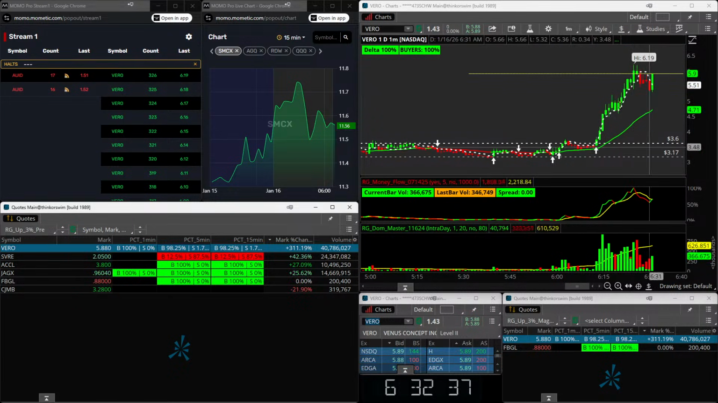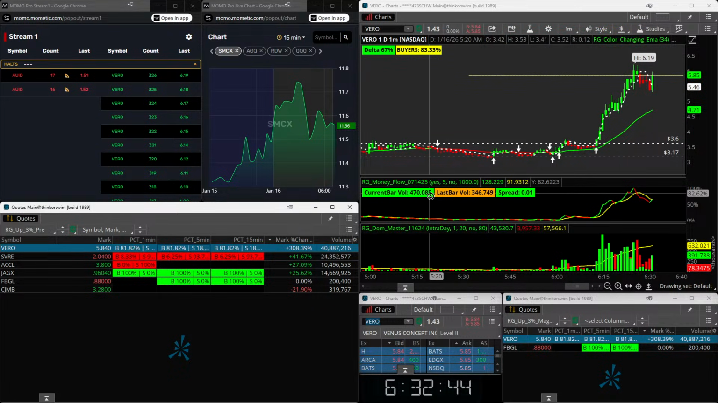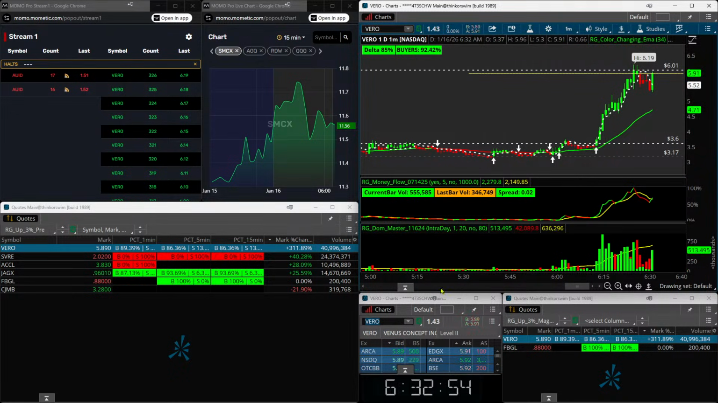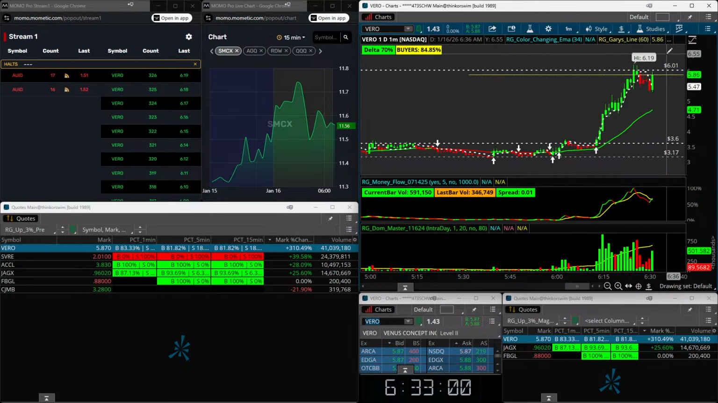Back to Smart Candles Pro. Green candle popping in. It's telling me everything is lining back up. We would normally throw a level up here, so I will do that at $6. So let's see if they stay interested. Let's see if they're willing to pay more than $6.